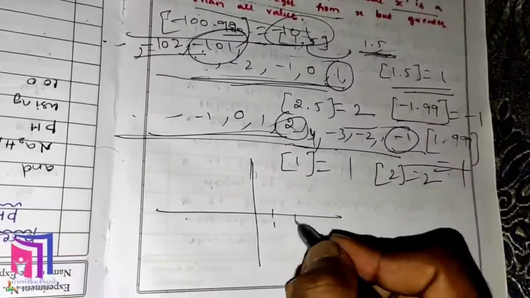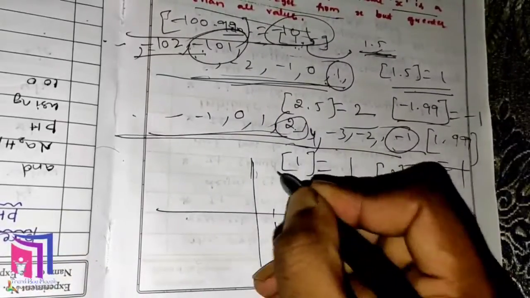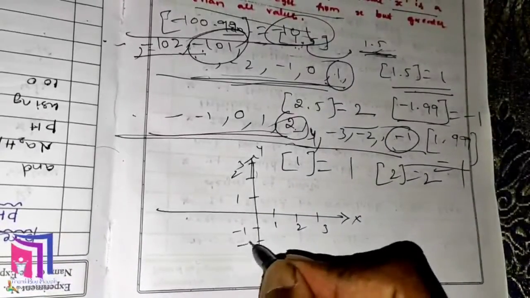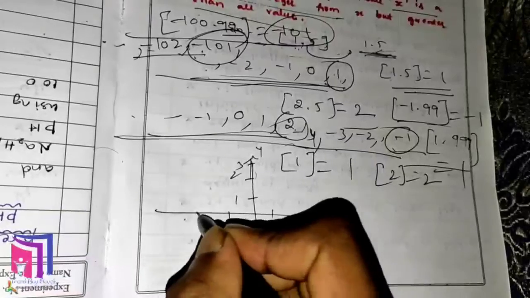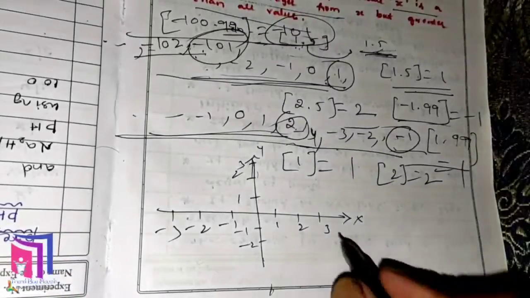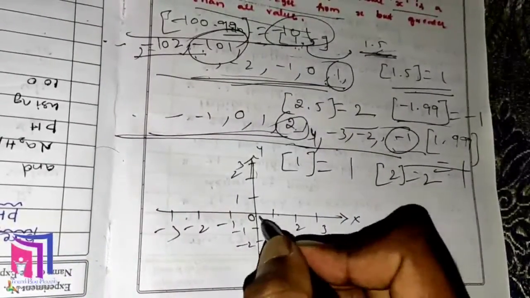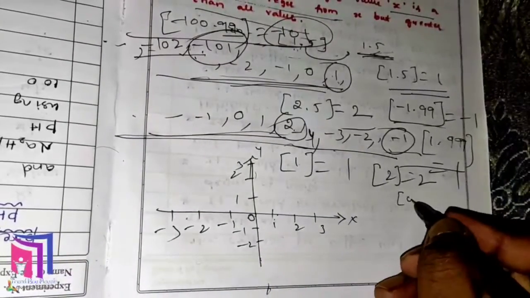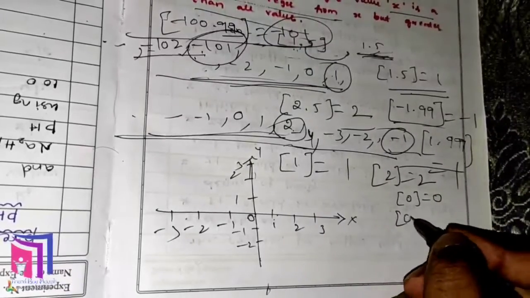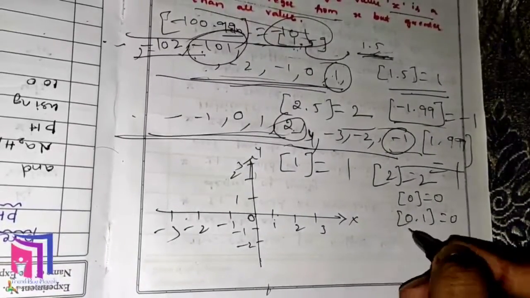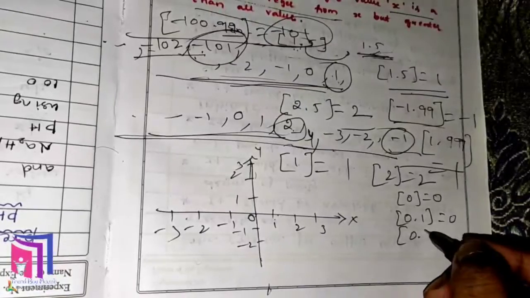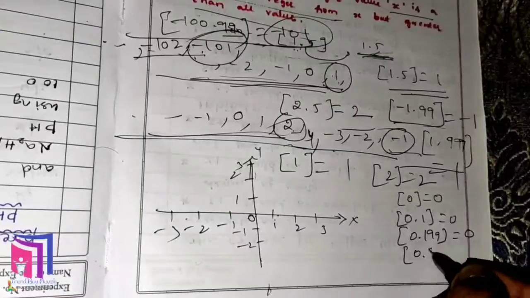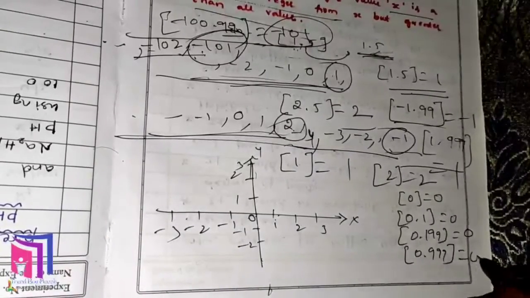Observe here: 1, 2, 3. This is the x-axis, this is the y-axis. 1, 2 and 3, minus 1, minus 2, minus 3 and so on. This is 0. Between 0 and 1 we take any value. Suppose we take the greatest integer of 0, what? 0. Greatest integer of 0.1, what? 0 only. Greatest integer of 0.199 is 0 only. Greatest integer of 0.999, the answer is 0 only.